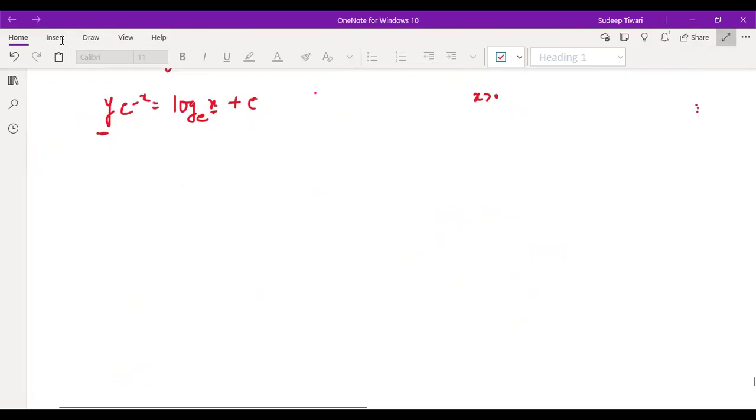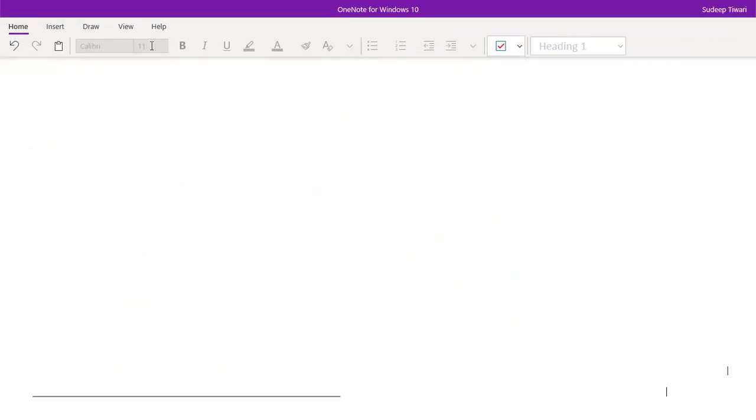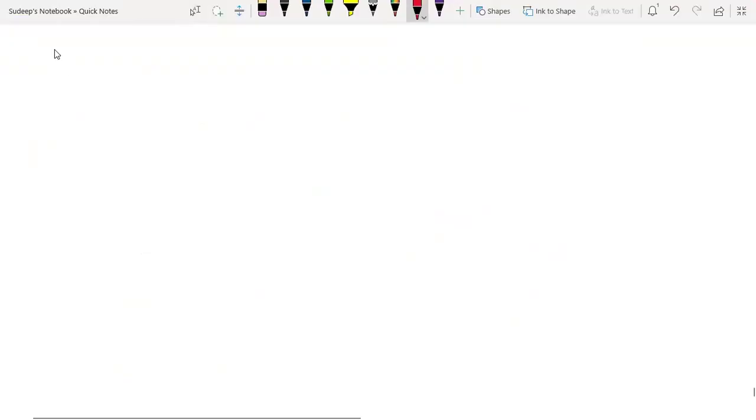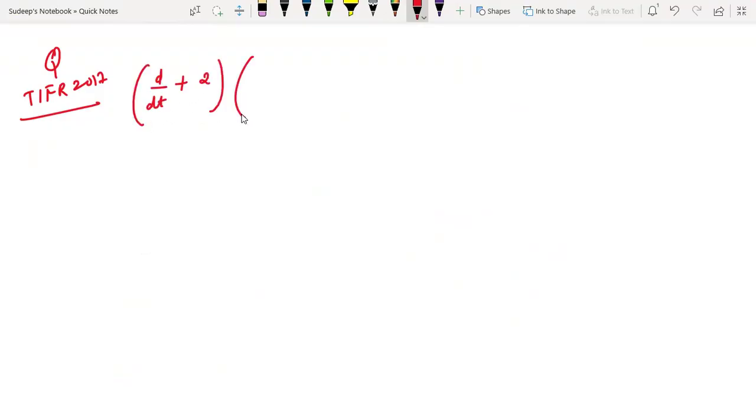The last question I'm going to teach is again asked in TFR only. So again asked in TFR. So the question says d by dt plus 2 into d by dt plus 1 x is equal to 1.